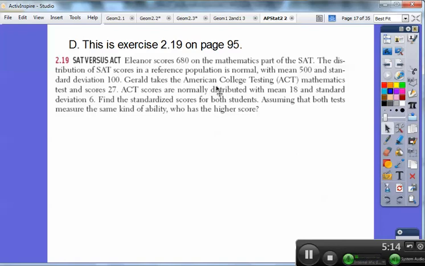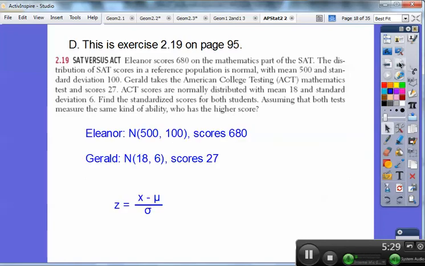Okay, Gerald takes the ACT and he scores a 27. ACT scores are normally distributed with a mean of 18 and a standard deviation of 6. So find the z-scores for both of them and see who scored higher. Whichever z-score is higher.